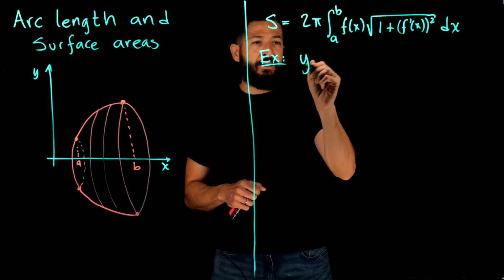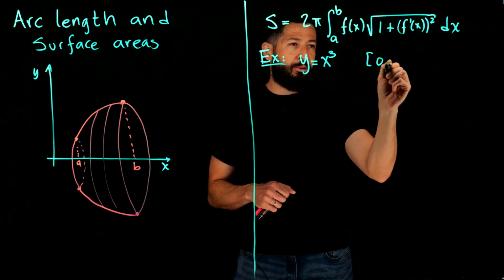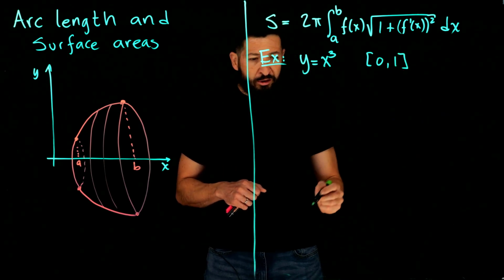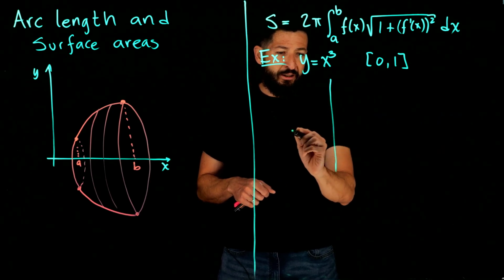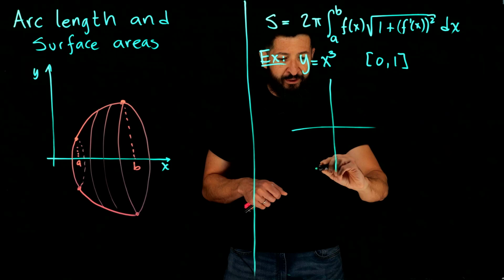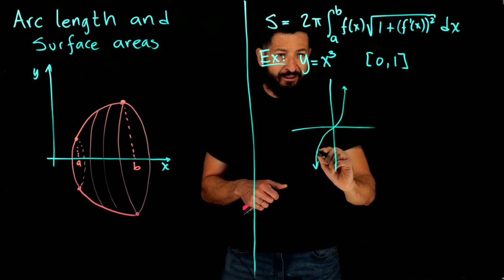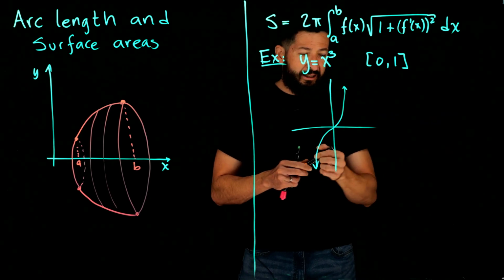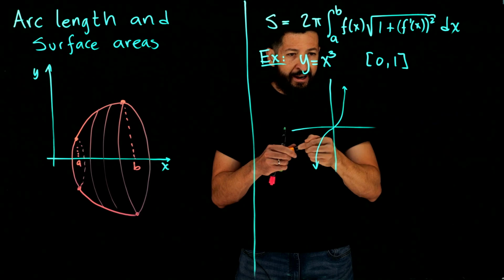In this case, y equals x cubed, and between 0 and 1. So let's draw it first, and then I want to move here to solve it. So remember the cube function, sort of like that. And if you're going to rotate it around, I didn't tell you around where, right? That would have been a good idea.